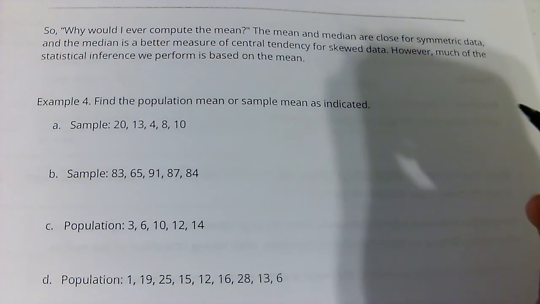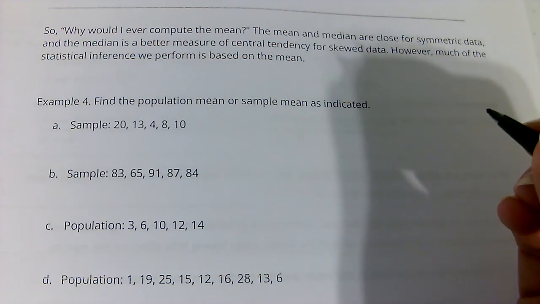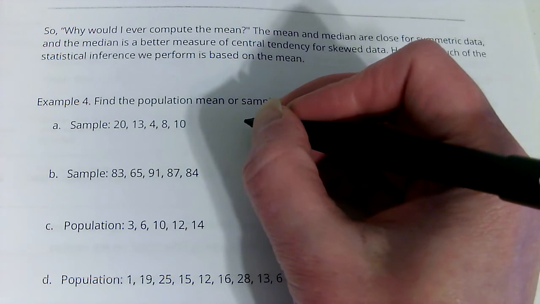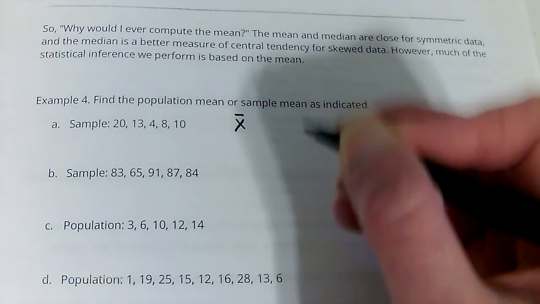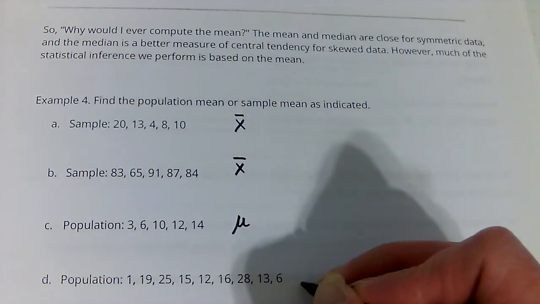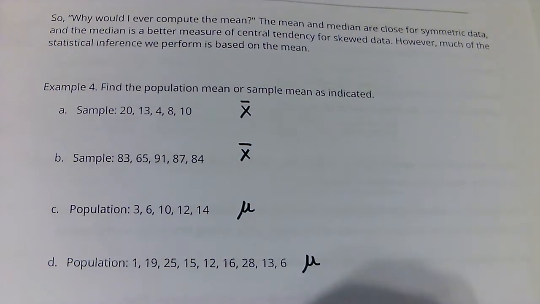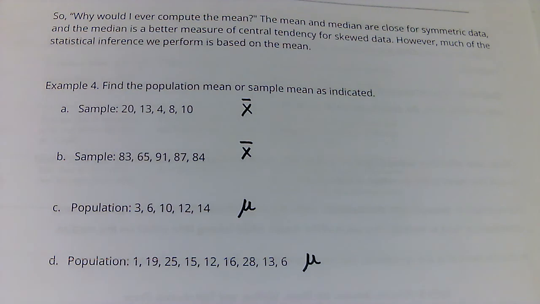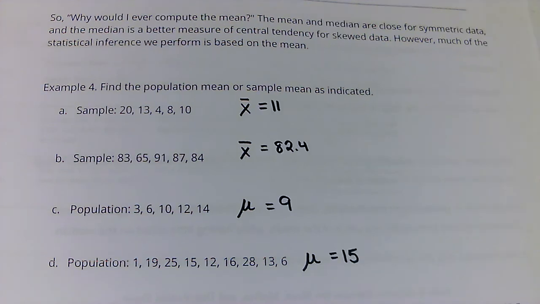So for these, it's just asking us to find either the population mean or sample mean. So first off, just sample, we're going to use that notation. Population is going to be this fancy mu. And I will let you pause and try them, and then you can check your answer. So hopefully you got those right.